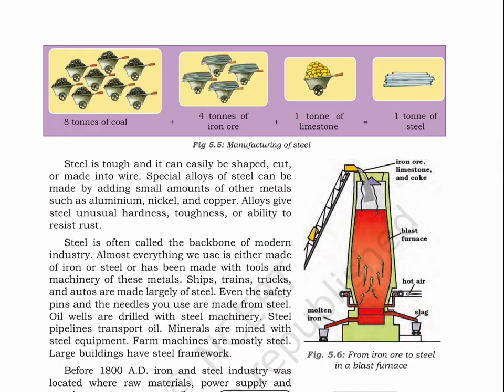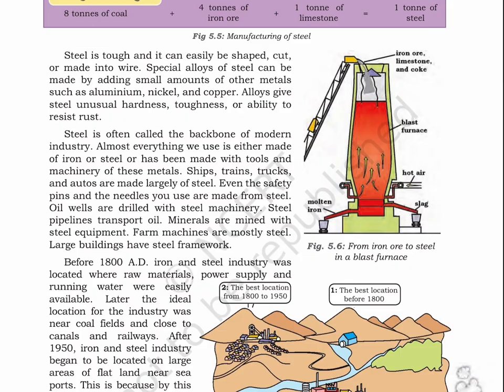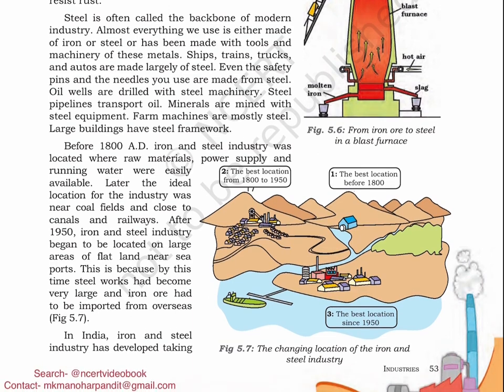On the right side, there is a figure given, numbered 5.6. Here, it is explained how steel is made from iron ore in a blast furnace. First, we put iron ore, limestone, and coke together in a mixture, which is heated. Hot air is thrown out using a vent, and as an end product of the process, we get molten iron on one hand and slag on the other hand. This is the whole process of the blast furnace through which we make steel from iron ore.